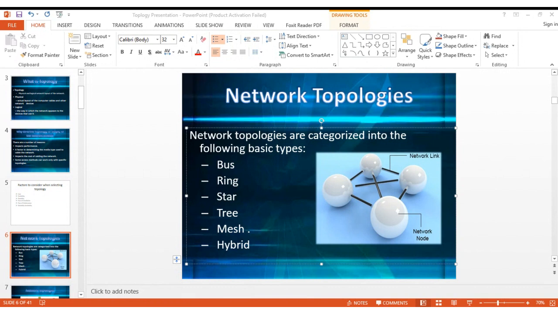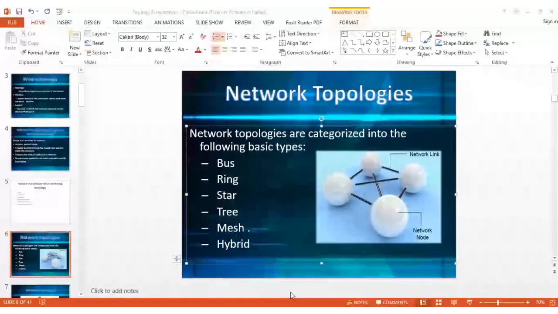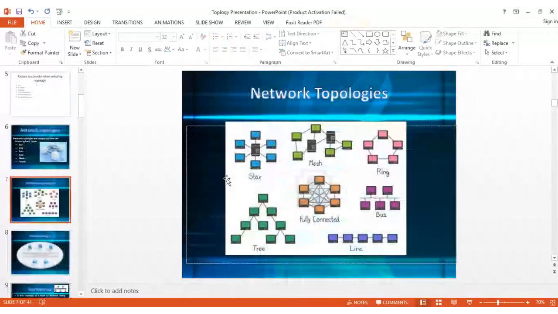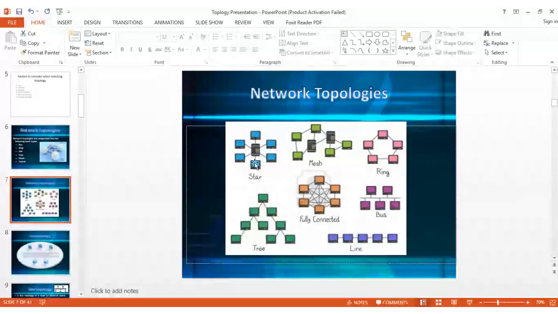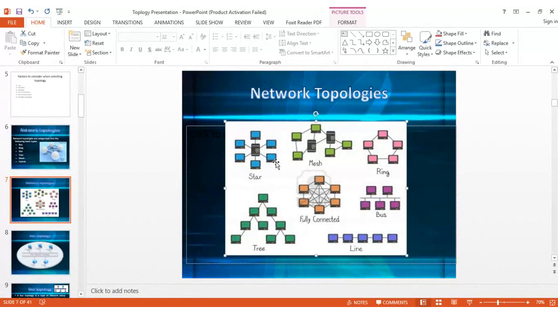You have heard about the bus topology. Now I want to discuss all these topologies in detail. Look at this diagram here. From that diagram you can have the star topology, and in the star topology we have a central device. Look at this device here, with the computers connected.